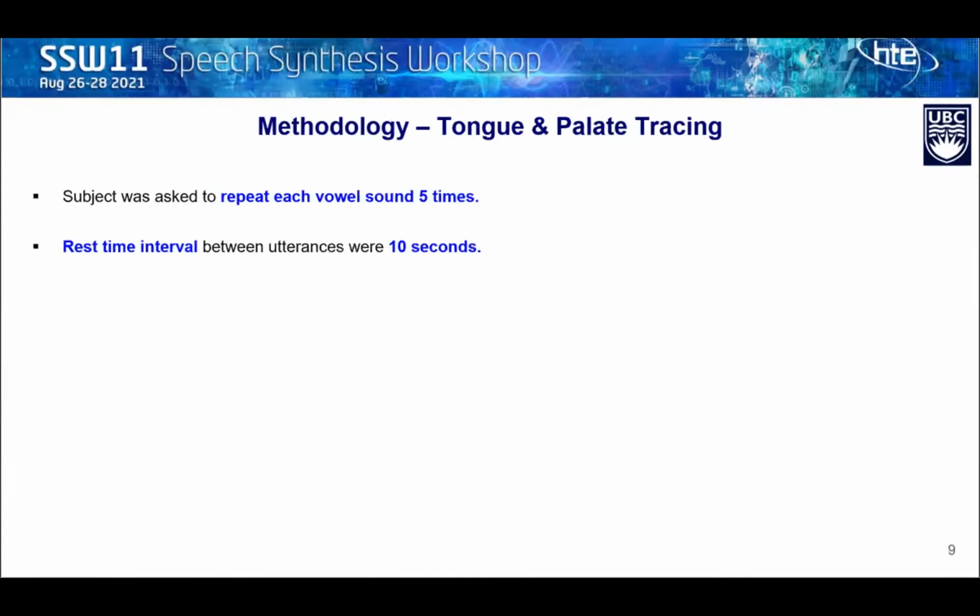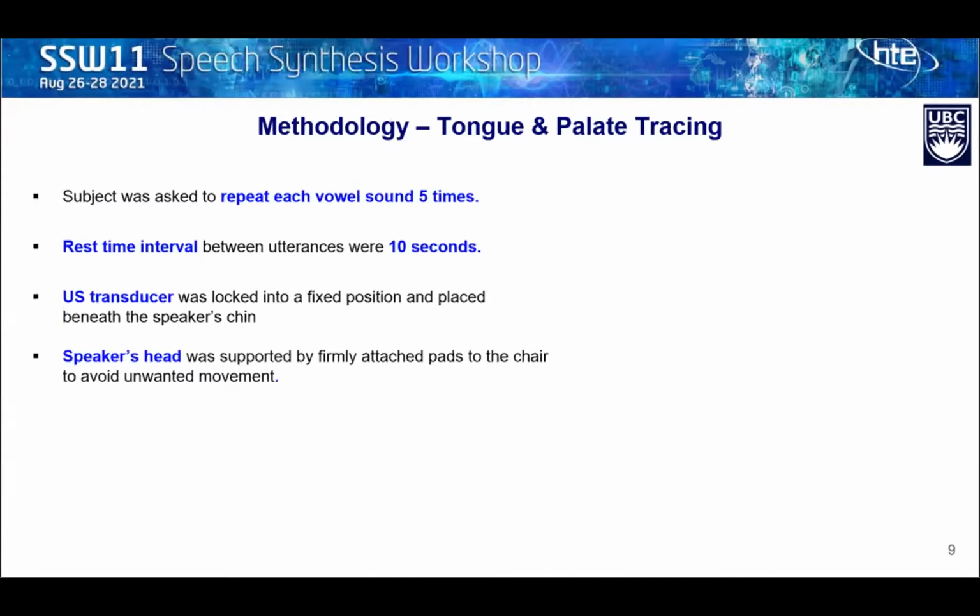For data collection, first we asked the participant to repeat each vowel sound 5 times. To make a clear distinction between each repetition, we provided a resting time interval of 10 seconds. During the experiment, the ultrasound transducer was placed under the speaker's chin at a fixed position. To avoid any unwanted head movements which could distort the tongue and palate position, we supported the speaker's head with a supporting pad.